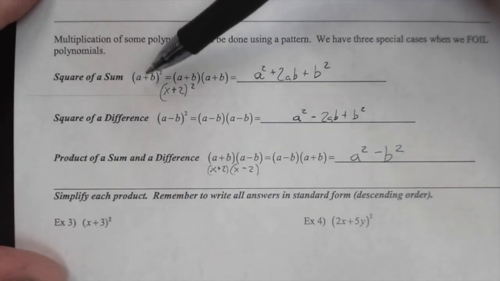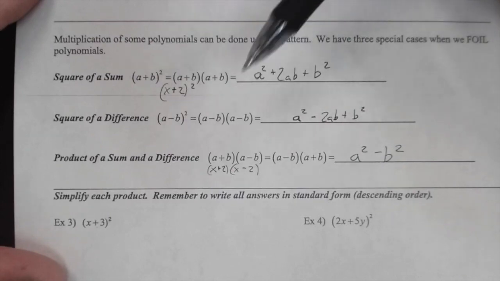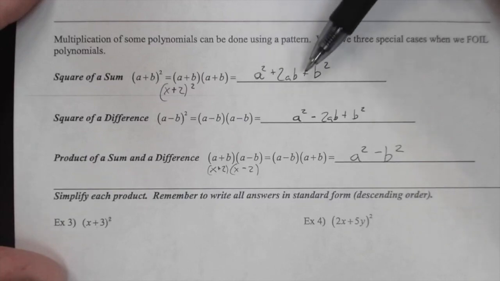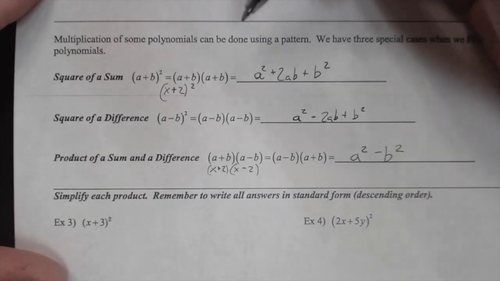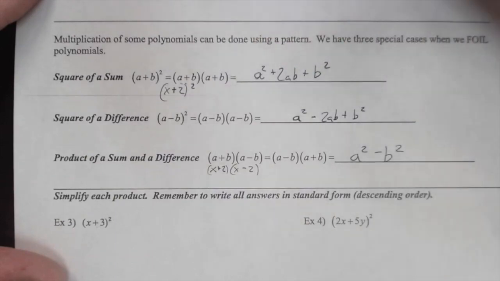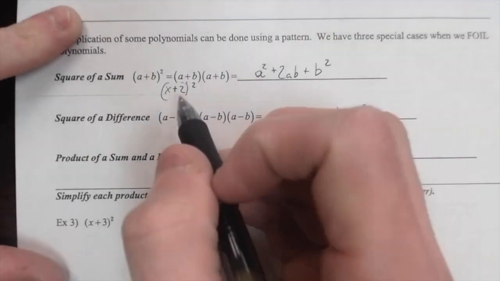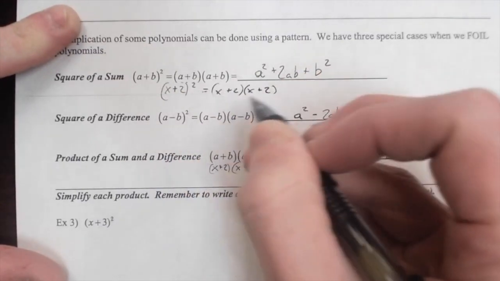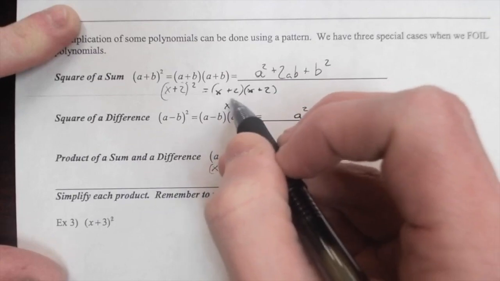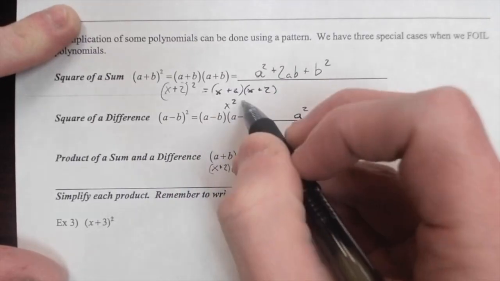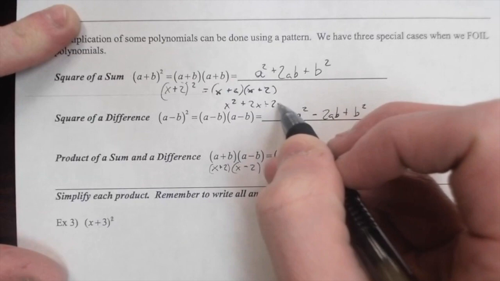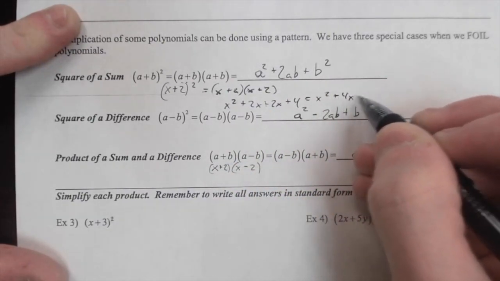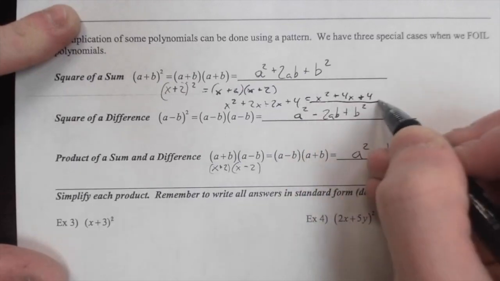So square of a sum is when you have a plus b squared, and then it comes out to this every time, a squared plus 2ab plus b squared. So an example is x plus 2 squared, and you could see it would be x plus 2 times x plus 2. So we would have x times x is x squared, x times 2 plus 2x plus 2x plus 4. So x squared plus 4x plus 4.